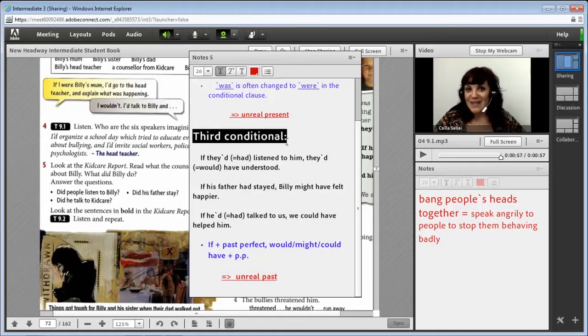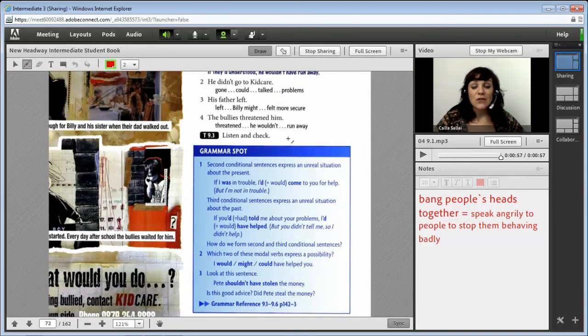And don't worry, this is the last one of all the conditionals. So we're done. Once we've had enough practice, we can say confidently that we know how to use all the conditionals. Now let's have a look at the grammar spot on the same page.